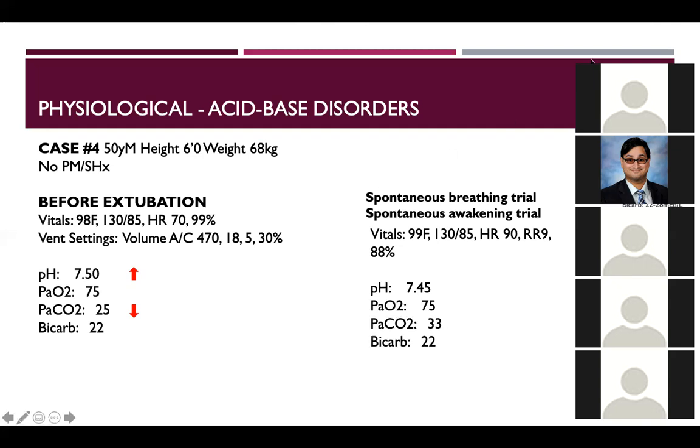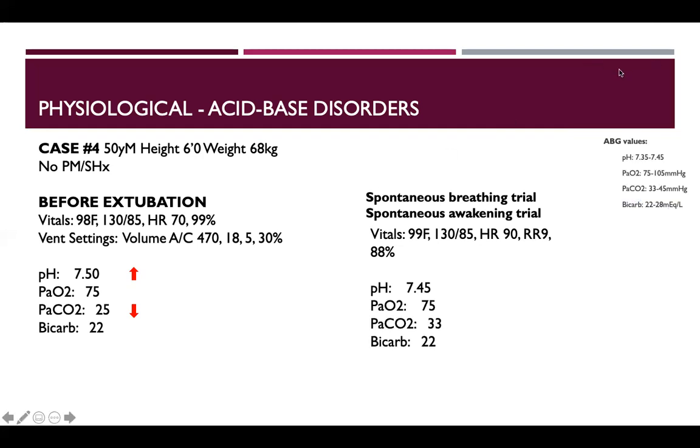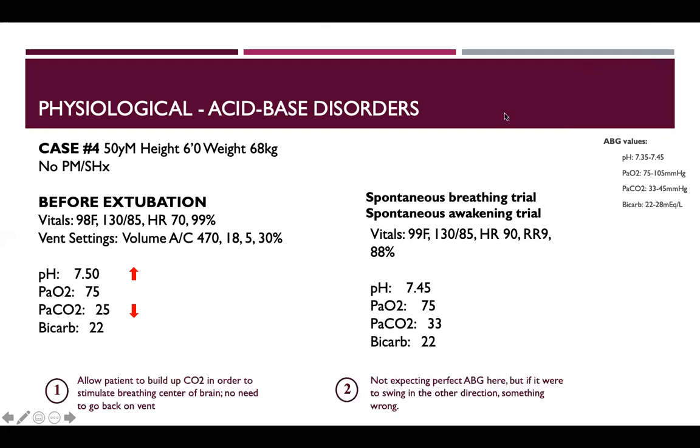Yeah, so this is a pretty common clinical scenario where we've been overtaking the work of breathing for this patient, and when we finally take them off, they're just not used to breathing on their own. So in this case, we would wait and see, allow the patient to build up CO2 in order to stimulate that breathing center of their brain. So there's no need to go back on the vent right now, or to go full settings on the vent, because they're not breathing as well as you thought they were on the ventilator.